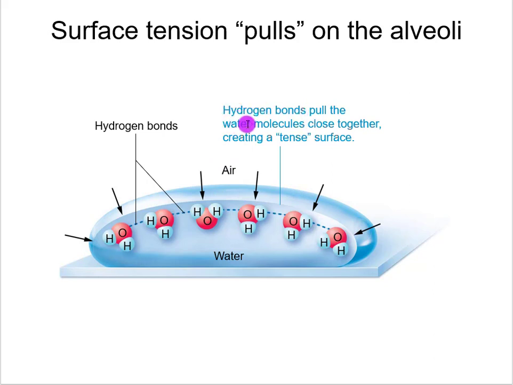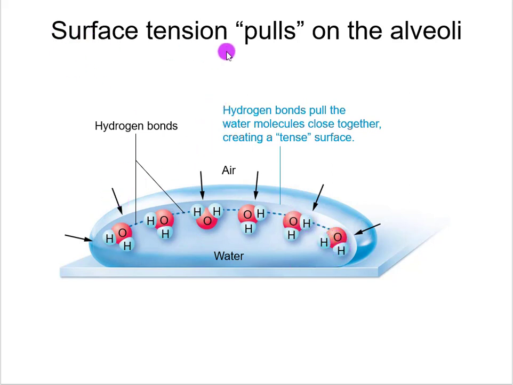Hydrogen bonds pull these water molecules close together, and therefore they create this tense surface. This is surface tension. Now, what's the point here with the lungs? The point here with the lungs is that we're looking at the alveoli. Now imagine that this thing is the alveoli and it's completely wet on the inside just because we've got water all over the place. What that means is water has a tendency to be attracted to other water molecules through these hydrogen bonds. So let me blow that up a little bit.